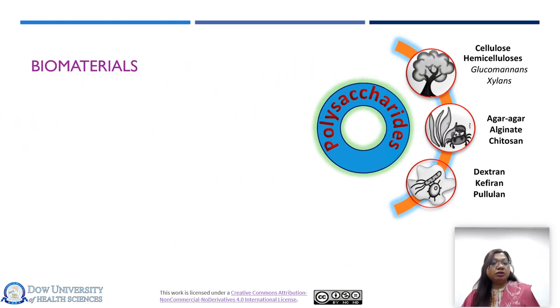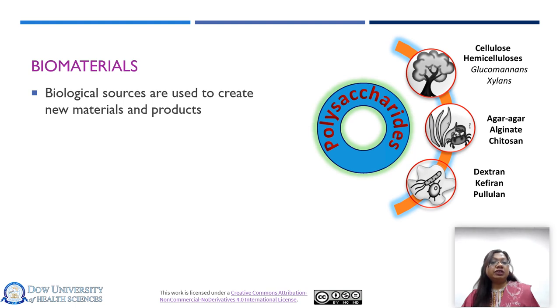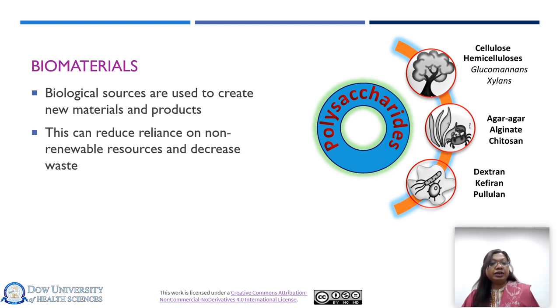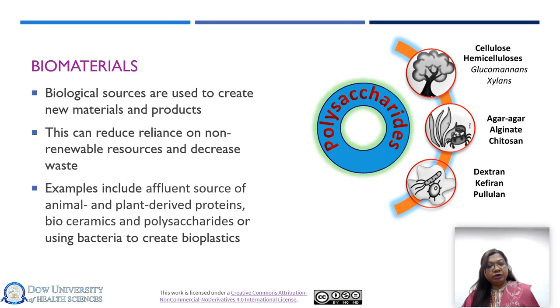Next is biomaterials. Biomaterials are materials that have been designed to interface with biological systems for the treatment, augmentation or replacement of biological functions. Biological waste that ends up in water bodies as well as in landfills are the sources of new biomaterials and products that ultimately reduce the waste. For example, effluent sources of animal and plant derived proteins, bioceramics and polysaccharides, or using bacteria to create bioplastics.